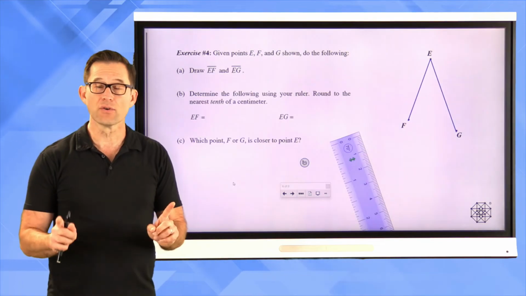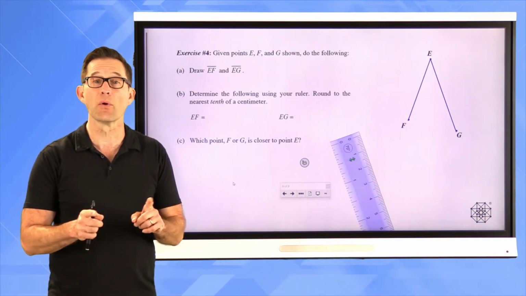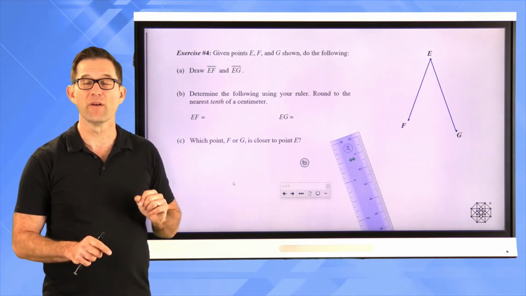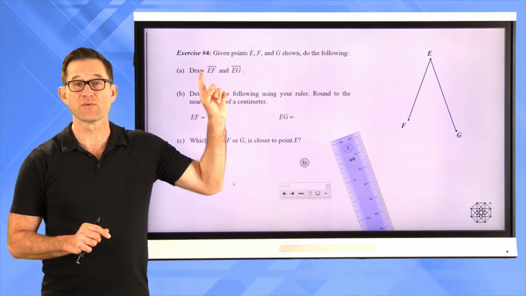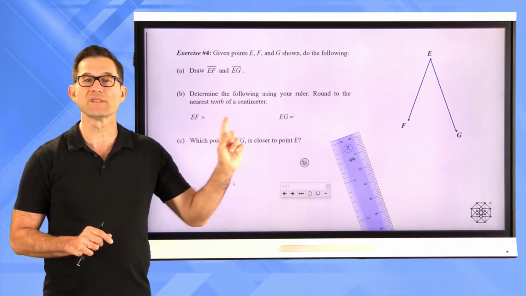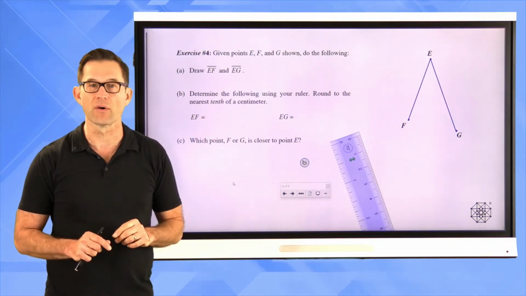Now again, it's a little tricky, right? Because now we've seen three things that are named with these double letters. One of them being a line, that's when it has a little line symbol over it. One of them being a segment, that's when it has a little segment symbol over it. And one of them being the length of the segment, and that's when there's nothing over it whatsoever, right?